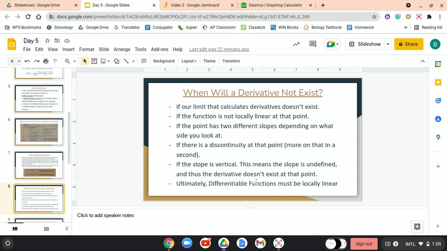All right. Ultimately, like I said, differentiable functions must be locally linear, because our whole definition of derivatives is contingent on the fact that functions look like lines as we zoom in and we can calculate the slope of lines. If a function is not locally linear and we can't zoom in far enough to make it look like a line, then our whole method for calculating derivatives doesn't work anymore, hence it won't be differentiable. So differentiable functions must be locally linear for that reason.